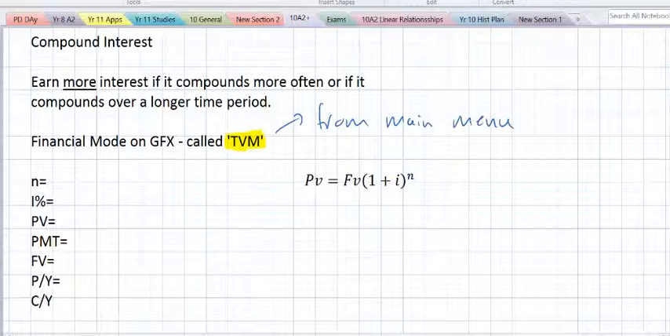Alright, now remember, compound interest earns more interest than simple interest.